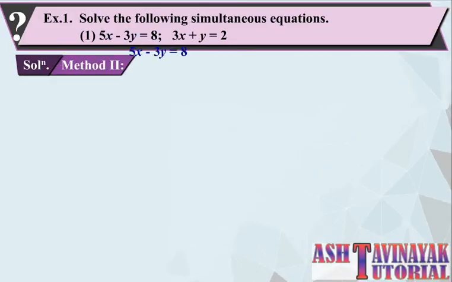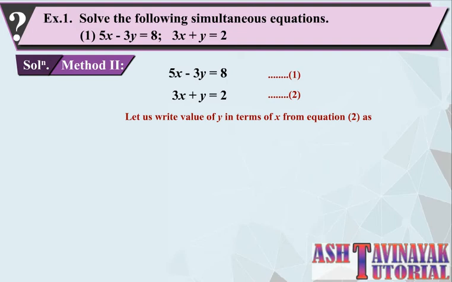Method 2. 5x minus 3y is equal to 8. Equation 1. 3x plus y is equal to 2. Equation 2. Let us write value of y in terms of x from equation 2 as y is equal to 2 minus 3x. Equation 3.